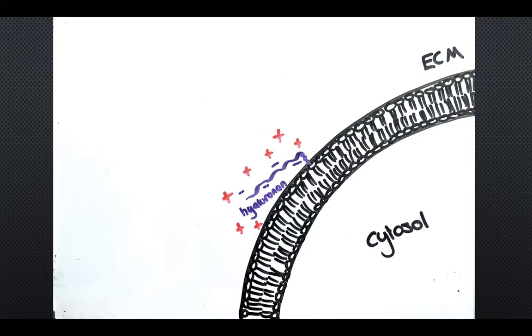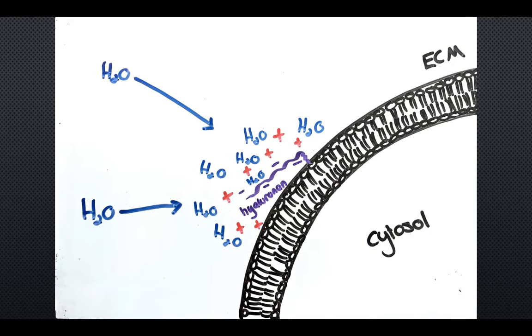Now the positive ions and the negative ions together are going to attract water because there is a high density gradient right there. So the water's all going to want to rush in to diffuse, and this would look like that. So now we have this huge pocket of water and ions and the hyaluronan.